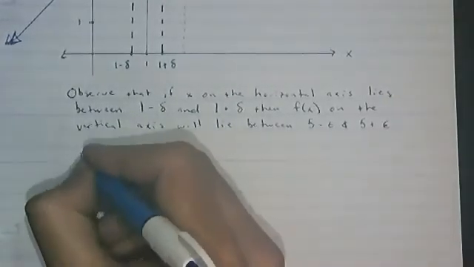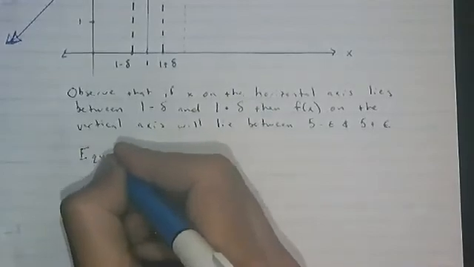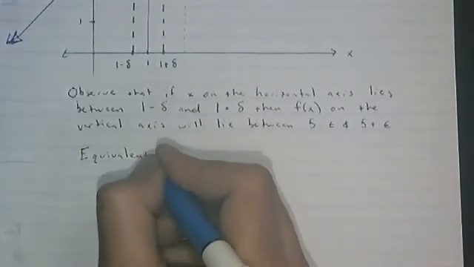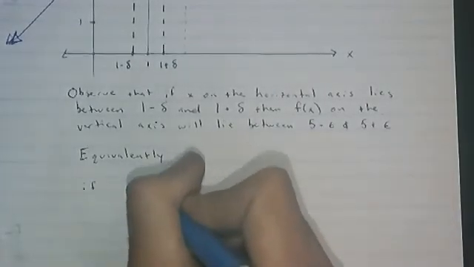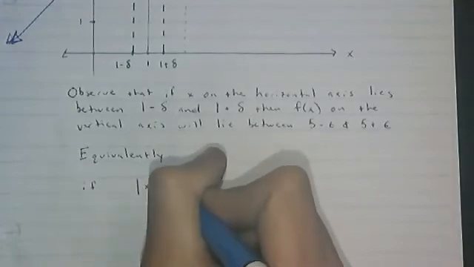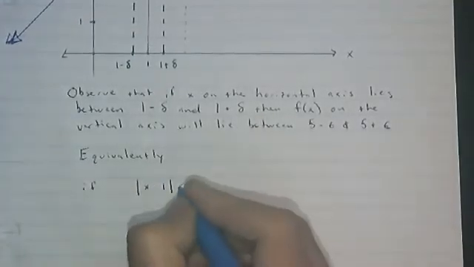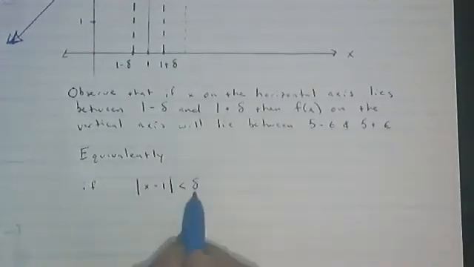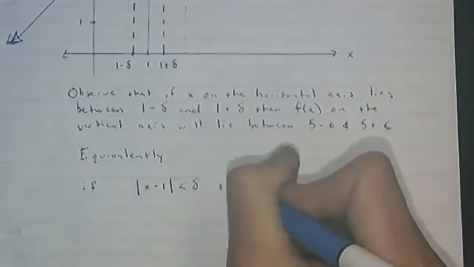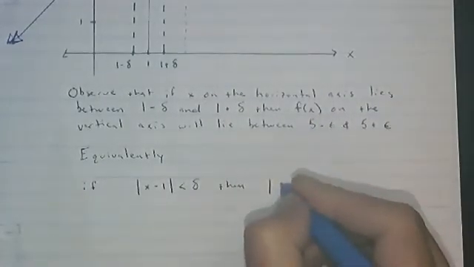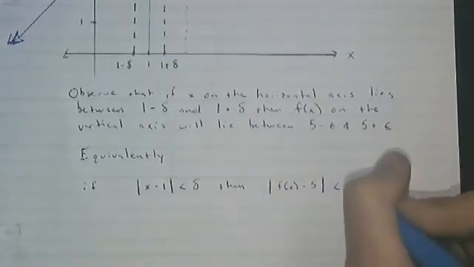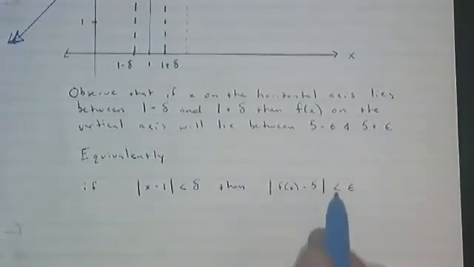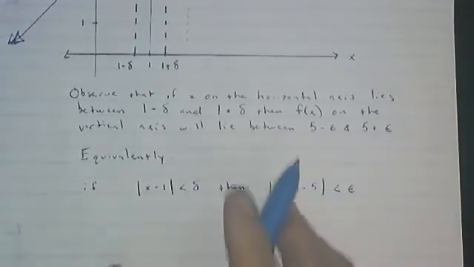But equivalently, we can turn this paragraph into a mathematical statement by saying, if the absolute value of x minus 1 is less than delta, if we are within delta in either direction of 1, then the absolute value of f of x minus 5 will be less than epsilon. We will be within epsilon in either direction of 5.